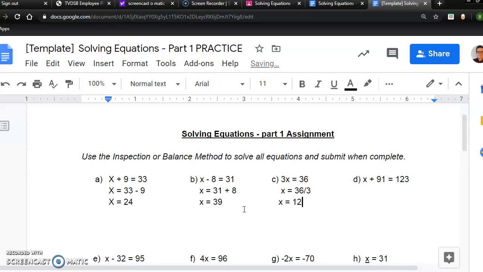x equals 12. Are we right? We can put 12 in for x and see. 3 times 12 is 36. Yes, we're right.